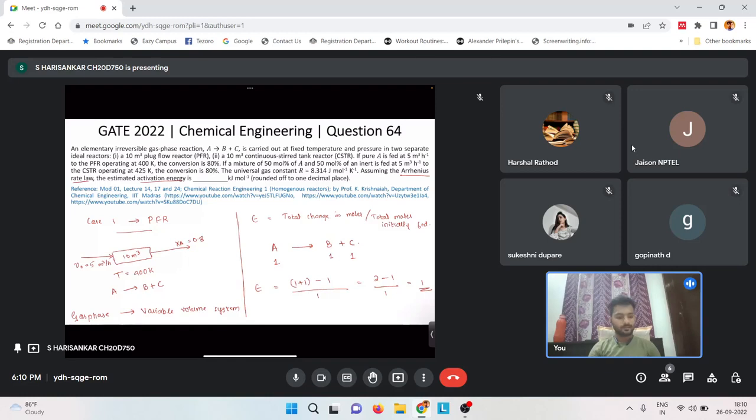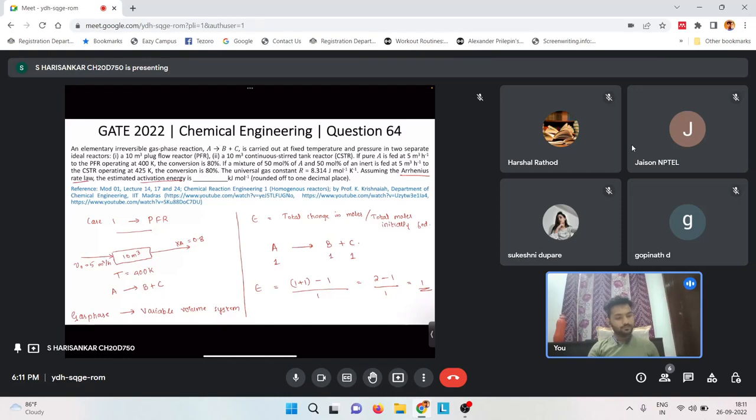So let's get on with the first question for today. So this is a question from GATE 2022, the most recent GATE. An elementary irreversible gas phase reaction A gives B plus C is carried out at a fixed temperature and pressure in two separate ideal reactors. Case 1 is a 10 meter cube plug flow reactor. Case 2 is a 10 meter cube continuous stir tank reactor or CSTR.